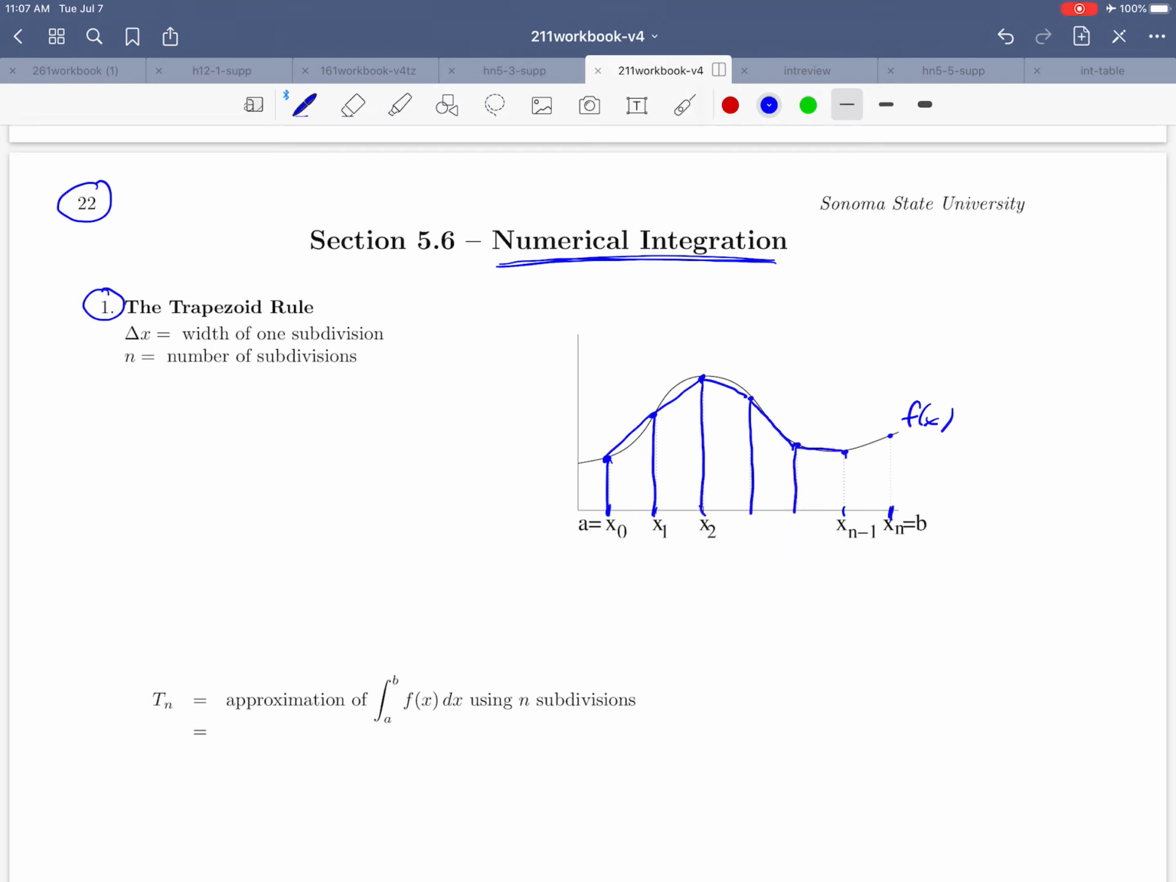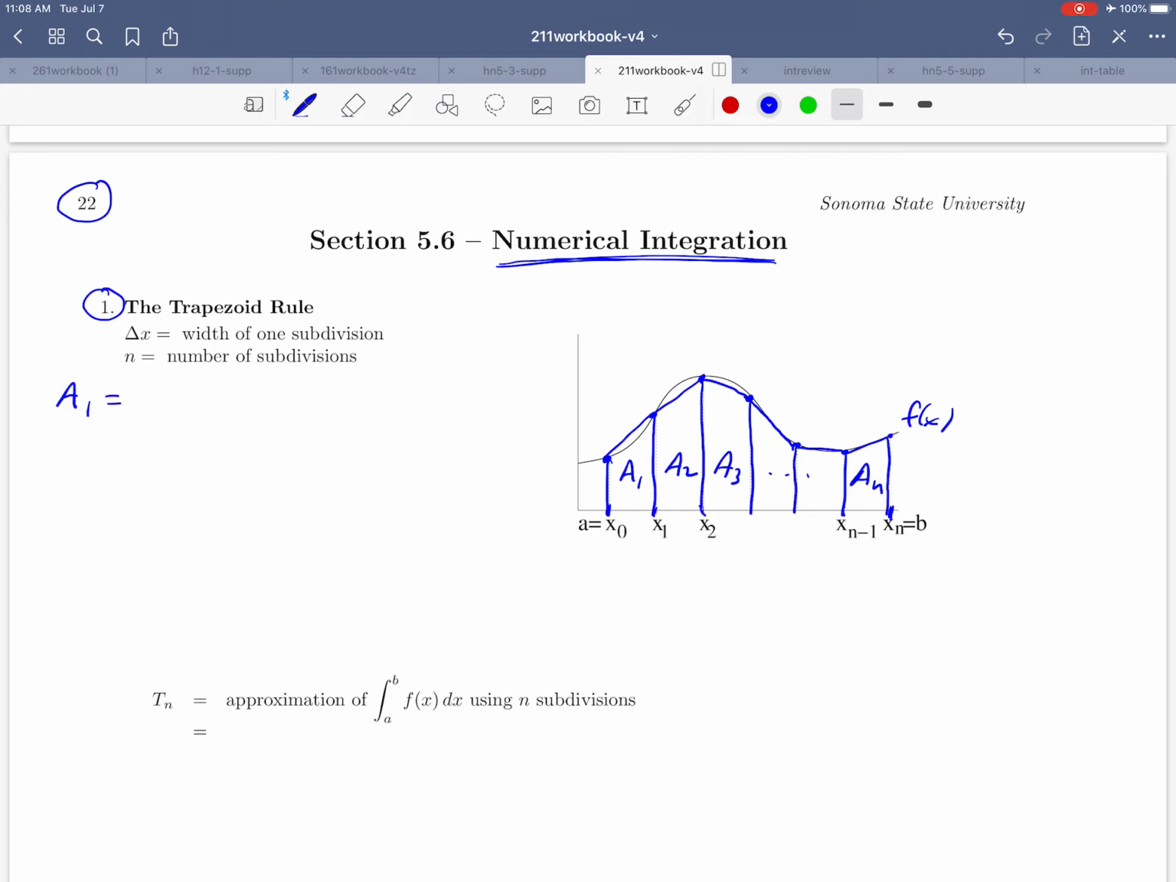The idea is, if we could figure out the areas of these trapezoids that we're drawing in and add them all up, it would give us an estimate of the area under the curve. I'm going to label these trapezoids with their areas. A1 through AN just represents the area of these trapezoids that we've drawn in. So what we want to do is write down a formula for the area of each of those trapezoids one by one, starting with A1.